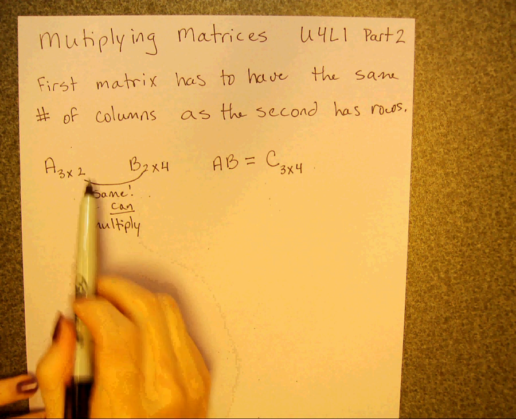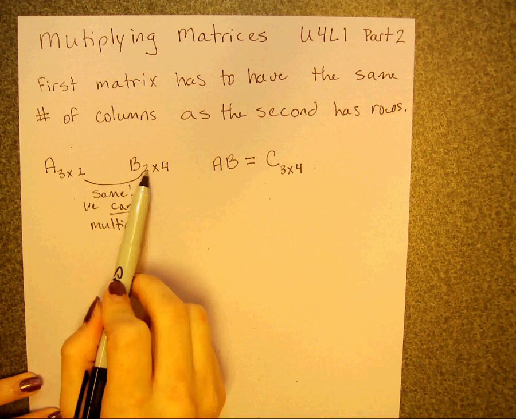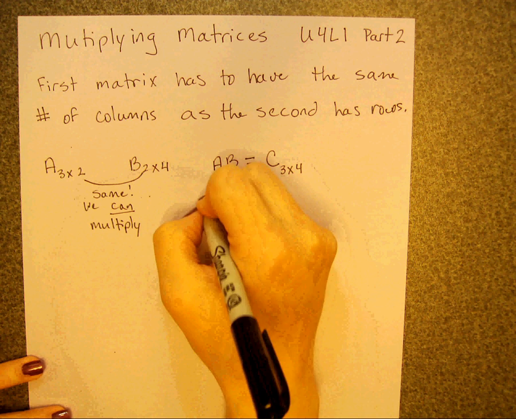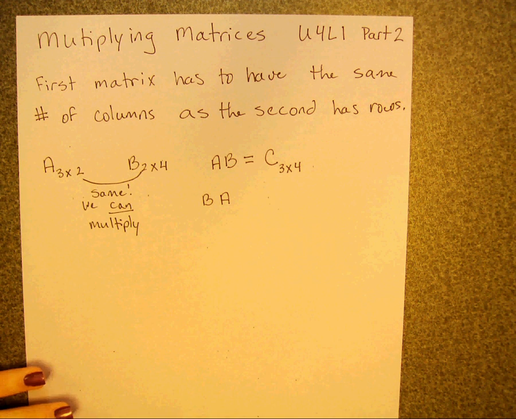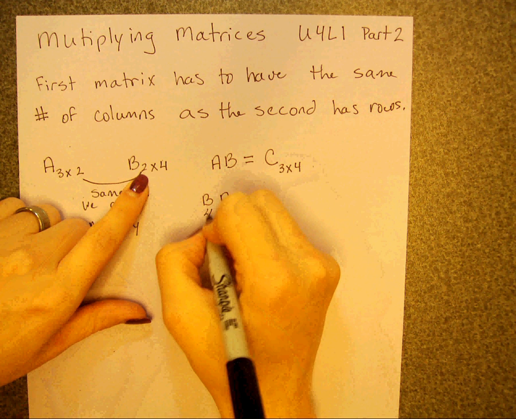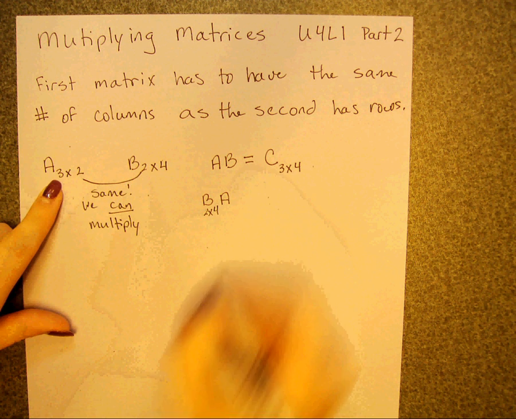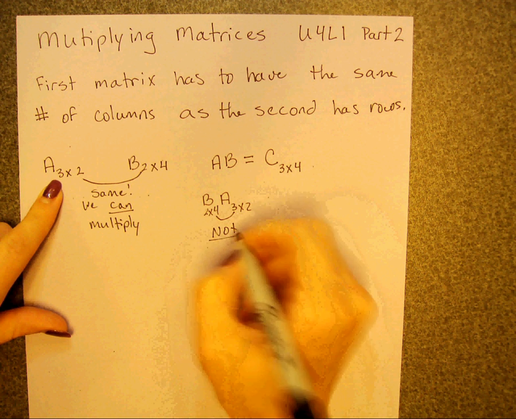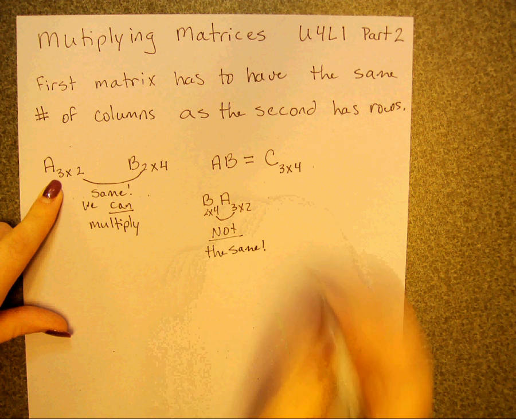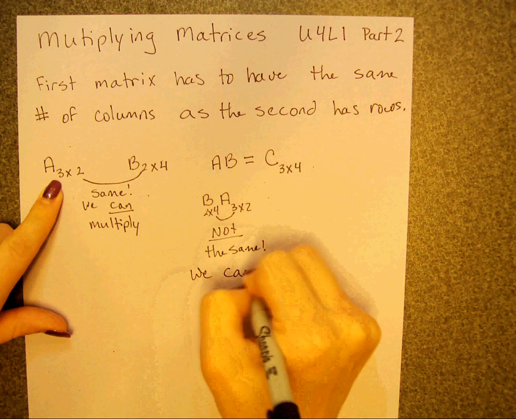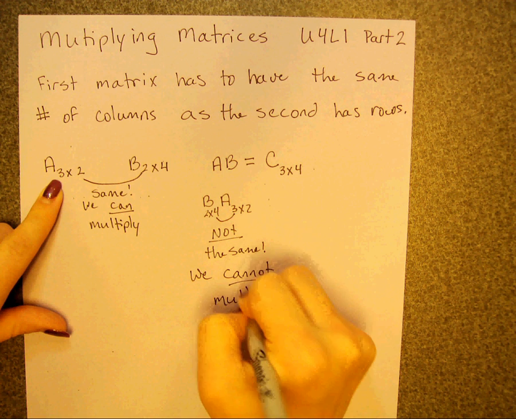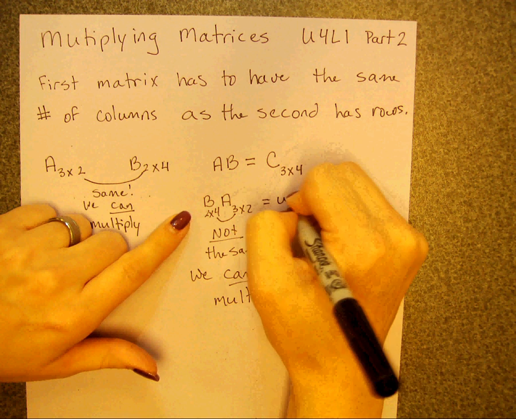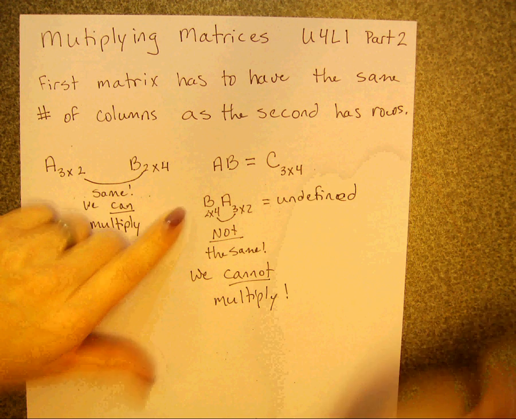If the interior dimensions are not the same, then you cannot multiply. So think about B times A in this case. Looking at the dimensions of B, it's a 2 by 4, and the dimensions of A is a 3 by 2. The inside is not the same, so we cannot multiply. So we would say that this operation is undefined because we cannot do it.